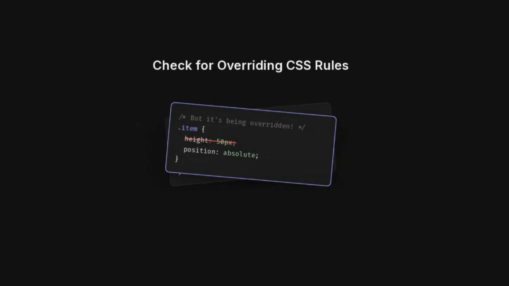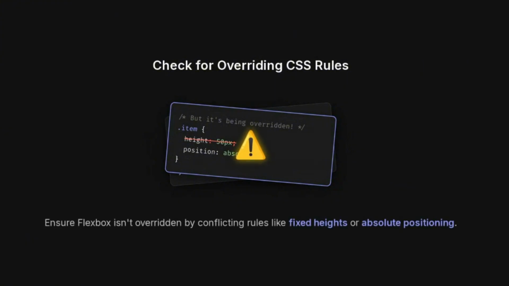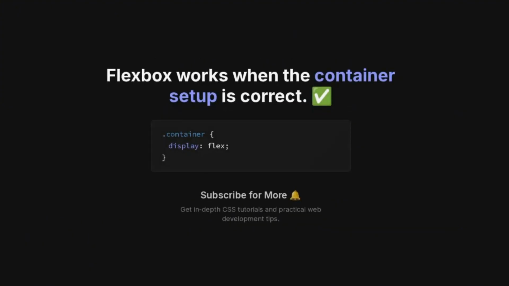Next, you need to ensure that Flexbox properties aren't being overwritten by other conflicting CSS rules, such as fixed heights on children, absolute positioning, or other layout-breaking declarations. Remember, Flexbox truly works when the container setup is correct.